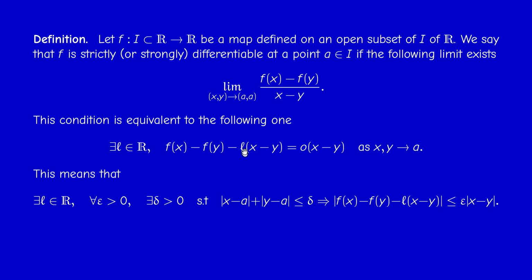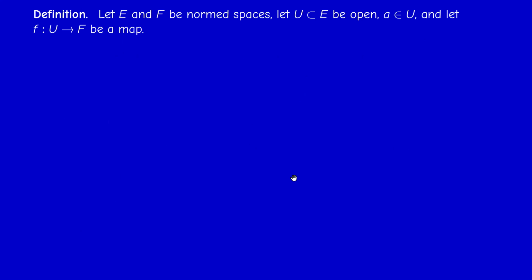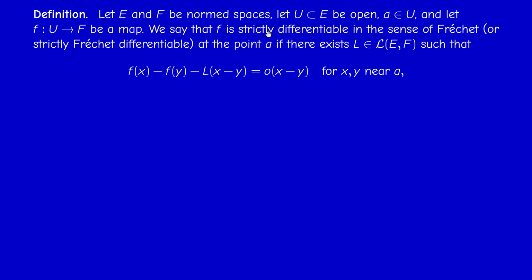And now in this form it is easily generalizable. So instead of a number, you guess what you should take. We should take a linear bounded operator. Okay. So this is the definition. We have, as usual, a map defined on an open subset U of a norm space E, and that takes values in another norm space F. So we say that f is strictly differentiable in the sense of Fréchet, or strictly Fréchet differentiable, or if you like, strongly Fréchet differentiable at the point A, if we can find a linear bounded map from E to F such that f of x minus f of y minus this linear term is a small o of the difference for all x, y near A.